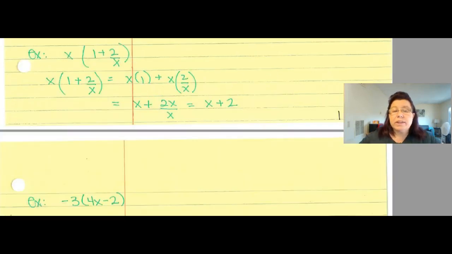Now when we're working with anything with negatives or subtraction in our parentheses, we do want to be exceptionally careful about making sure that we're multiplying negatives correctly. So here's an example, negative 3 times the quantity 4x minus 2. Now again, I'm still going to distribute, but this time the whole entire negative 3 is going to be distributed to the 4x and to the 2.